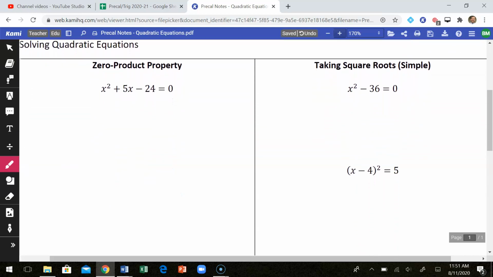So after that, we're going to get into solving quadratic equations. And there are basically four things you need to know about solving quadratic equations, or four different ways to do it. The first way is the zero product property. This is probably the way that you're most used to doing this.